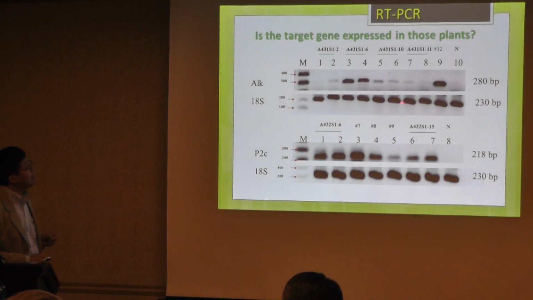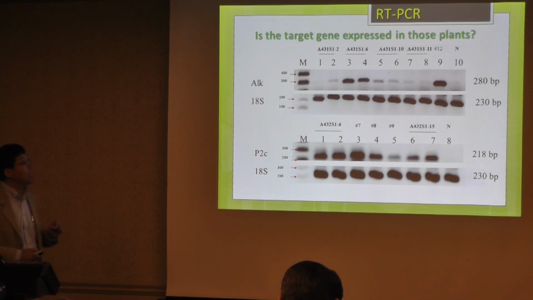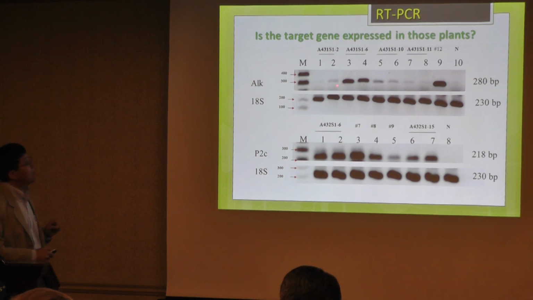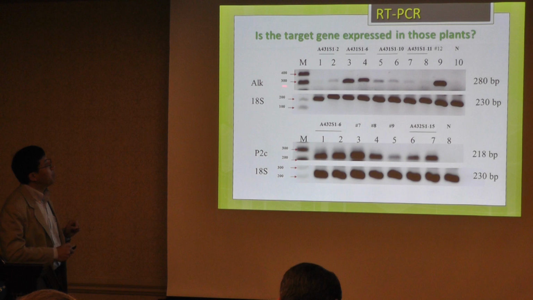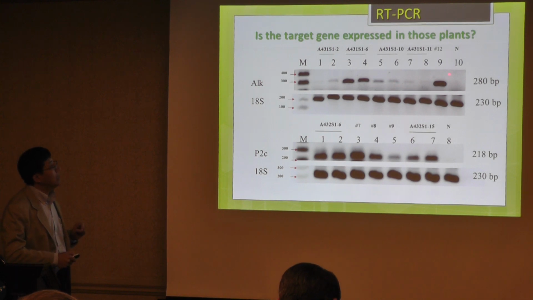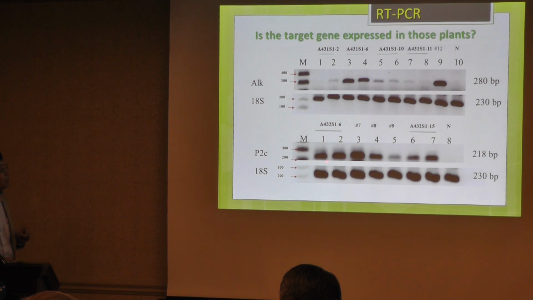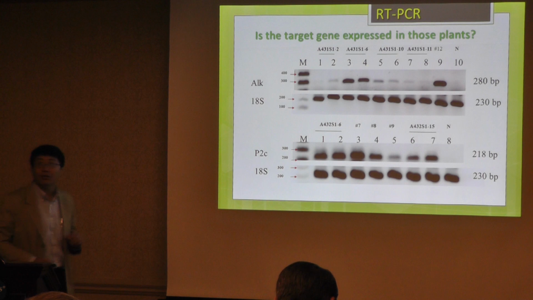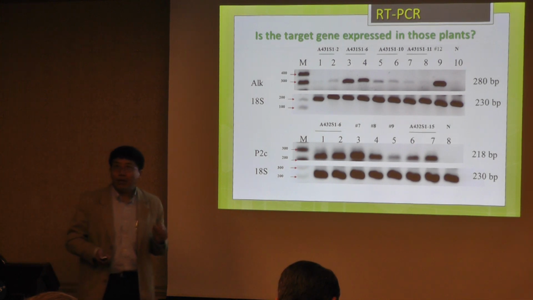This is the 18S as a control. We use the same amount of template cDNA for the PCR. These 2 lines have significantly higher levels of alkaline protease gene expression than some of the other lines. Similarly, we have high expression of pectinase in some of the lines and low in some other lines. So this is very encouraging. This is where we are now.